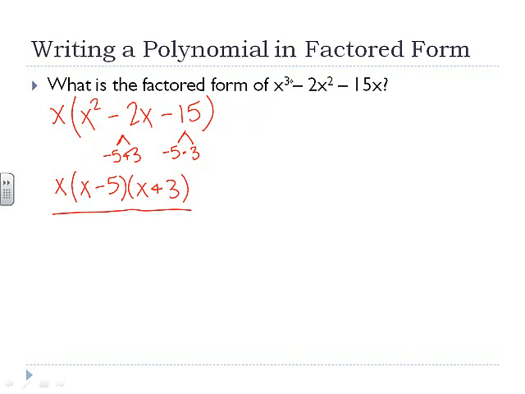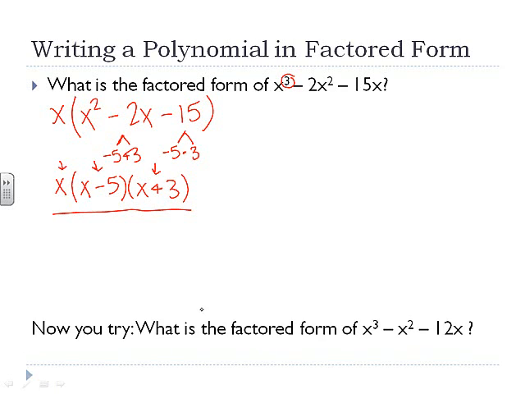Because the polynomial started out as an x cubed, that means there should be 3 linear factors. Here we have an x as your first factor, x minus 5 as your second, and x plus 3 as your third.